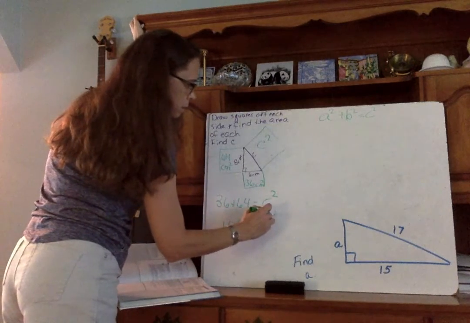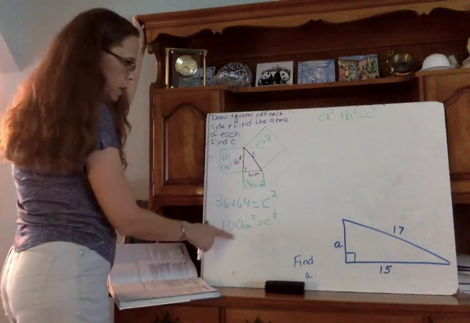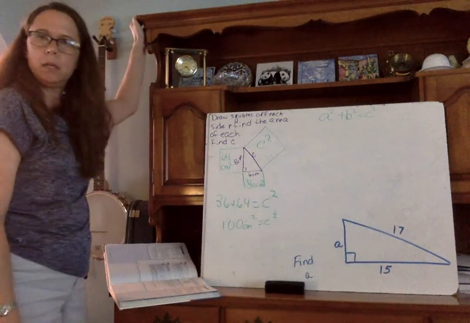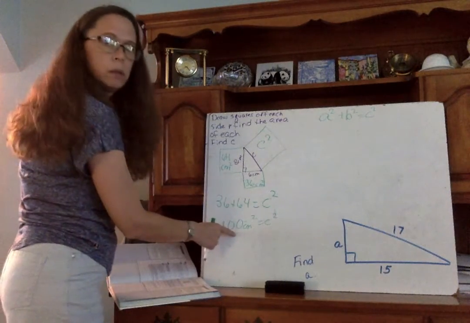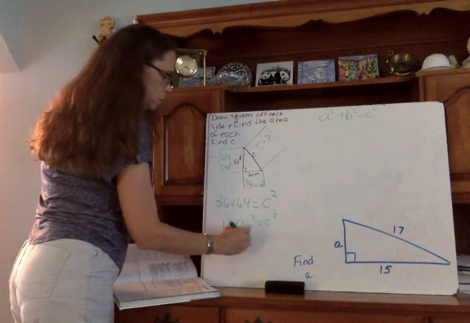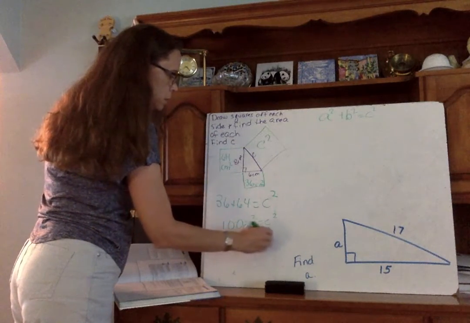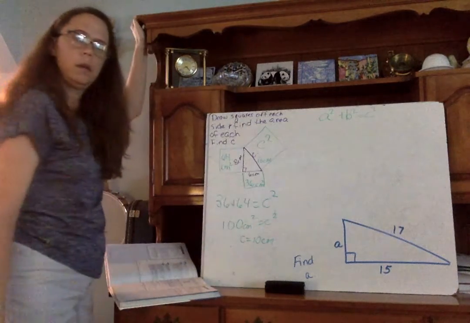Equals C squared. So I know what C squared is, but I want to know what C is. What times itself will give me 100? Well, it's going to be 10, right? So C is equal to 10 centimeters. So this side, the hypotenuse of this triangle, measures 10 centimeters.